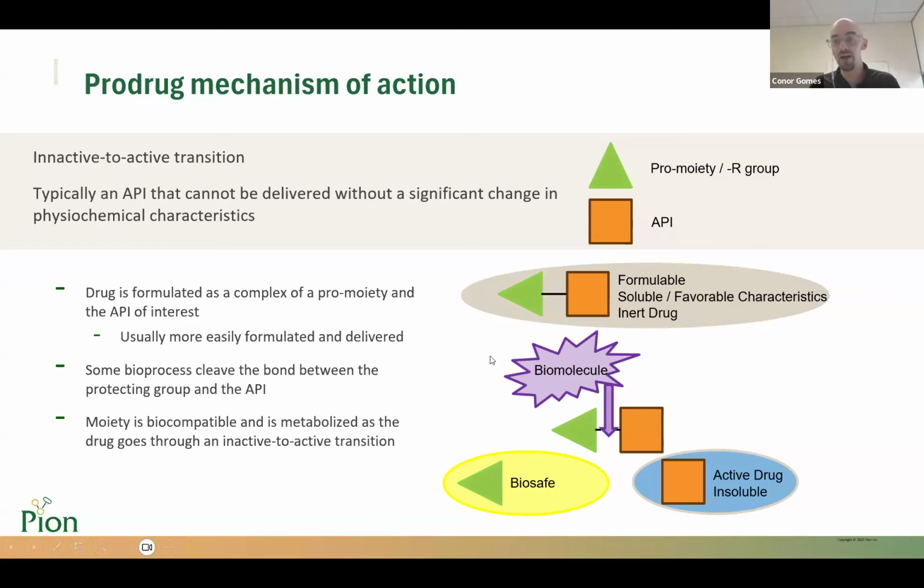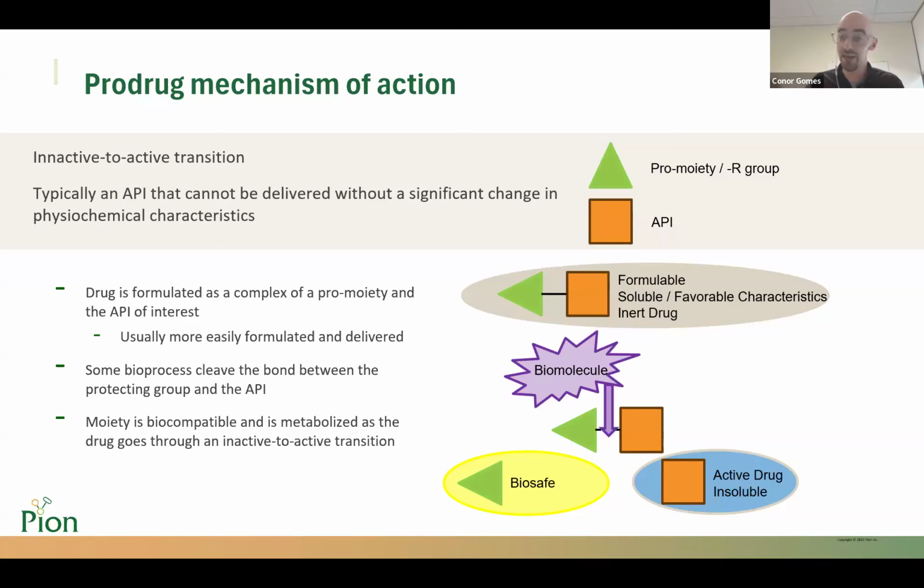This biomolecule can be found immediately at an injection site before circulation, so that it was just easy to deliver the drug, and then it can become insoluble thereafter, and it can still go through its normal mode of action. This biomolecule can also be present in a specific tissue away from the area of administration.